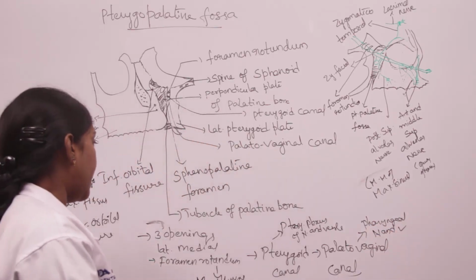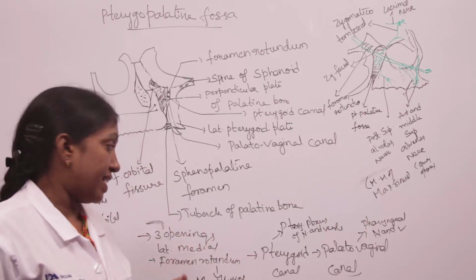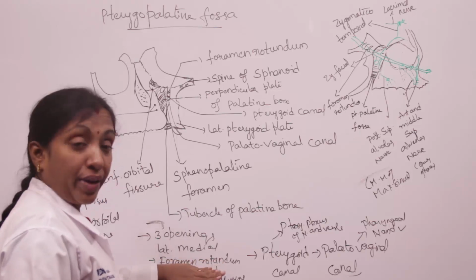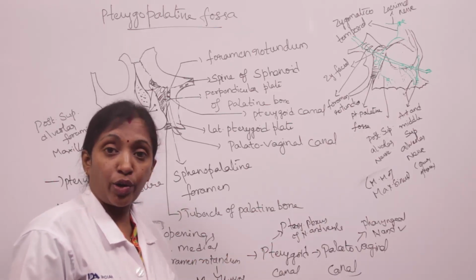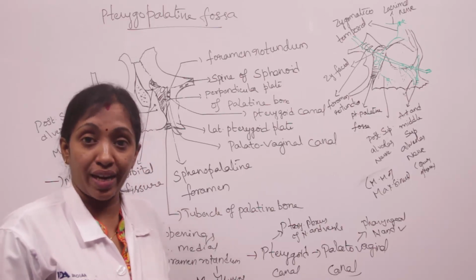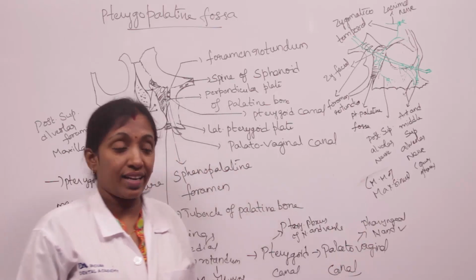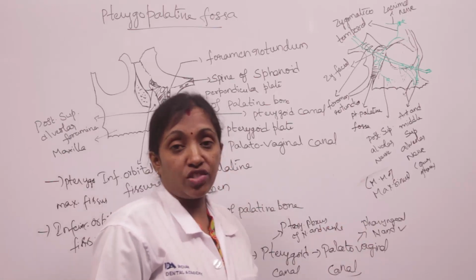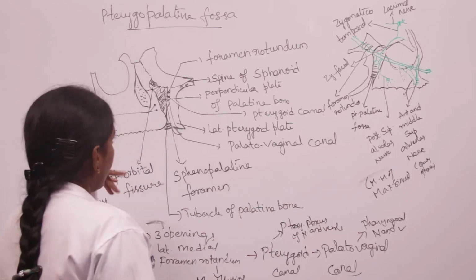So out of 5 openings, 3 openings are situated in the posterior wall. From lateral to medial: the foramen rotundum for passage of the maxillary nerve, the anterior opening of the pterygoid canal for the passage of the pterygoid plexus of nerves and vessels, and the third opening is the palatovaginal canal for the pharyngeal nerves and vessels. These are the 3 openings. And what are the other 2 openings?